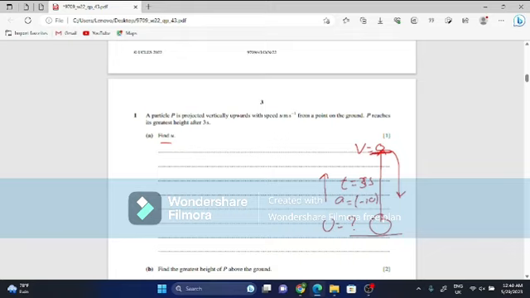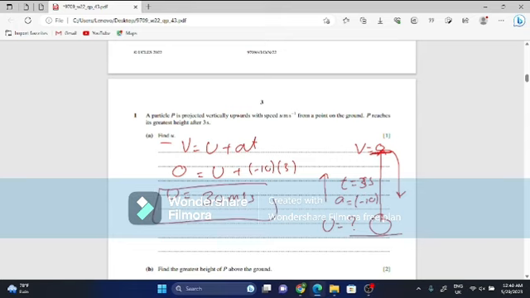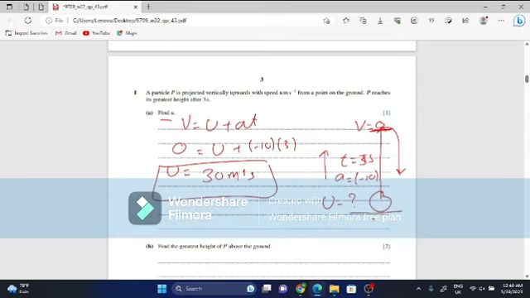I know one famous equation of motion, the first equation of motion, that is v equals u plus at. v is 0 over here, a is minus 10 and t is 3. So just do the calculation and make u the subject of your equation, that gives you 30 meters per second. That is the answer for this A part.